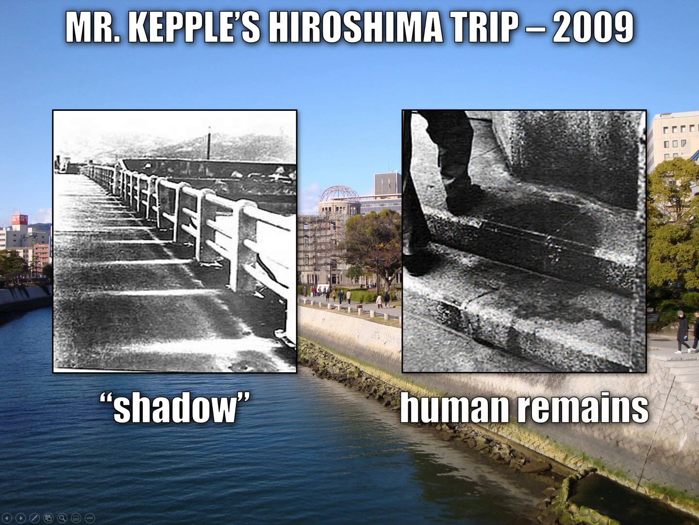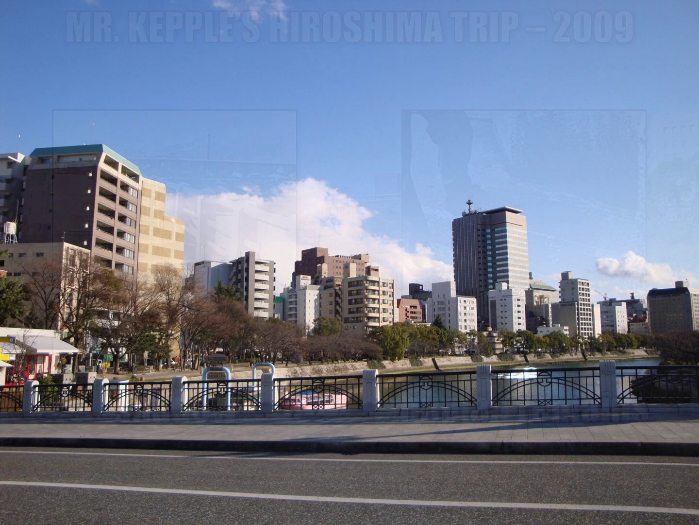This is also all that's left of the human remains of a person who was sitting on these steps, and then they were supposedly vaporized by the bomb going off. It's quite horrifying stuff. But as I said, Hiroshima looks like a totally normal city. Nothing happened there. My uncle used to live there for a couple of years. I mean, it's a thriving, massive, populated city.